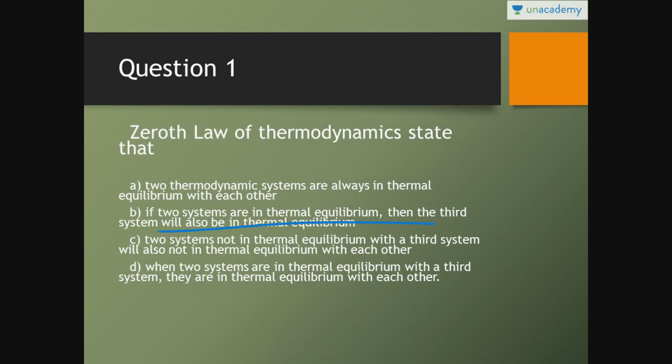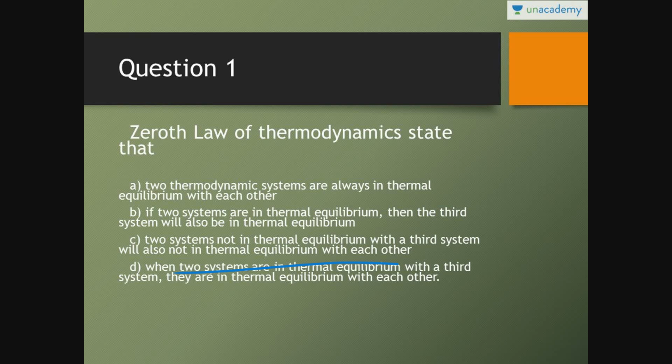B. If two systems are in thermal equilibrium, then the third system will also be in thermal equilibrium. The statement says the third system will also be in thermal equilibrium. But with whom? It says two systems are in thermal equilibrium, right? Neither does it say with the third system or with each other. So this statement is also not correct. C says two systems are in thermal equilibrium, and the third system will also not be in thermal equilibrium with each other. This is not right. Nothing is like that in the zeroth law of thermodynamics.